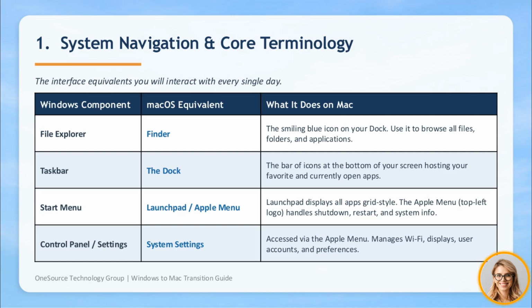What you know as File Explorer in Windows is called Finder on a Mac, represented by a smiling blue icon on your dock, used for browsing files and applications. The Windows taskbar is equivalent to the dock, a bar of icons at the bottom of your screen for favorite and open apps. The Start menu's functions are split between Launchpad, which displays all apps grid style, and the Apple menu, which handles system functions like shutdown and restart. Finally, Control Panel or Settings in Windows corresponds to System Settings on a Mac, accessed via the Apple menu for managing Wi-Fi, displays, and user preferences.